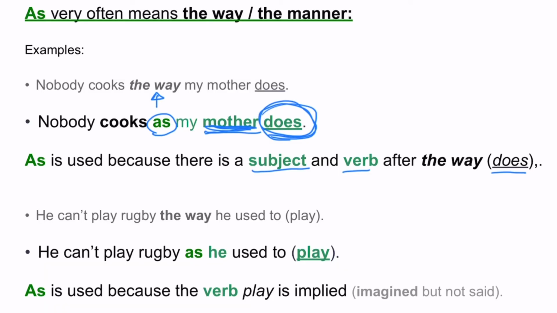Another example. He can't play rugby the way he used to. Here is the way. Now, play, we haven't said play because play is implied. It's imagined, but we haven't said it. So we say he can't play rugby as he used to. We intend he used to play, but we say just he can't play rugby as he used to. So as is used because the verb play is implied. We've imagined it even if we haven't said it.